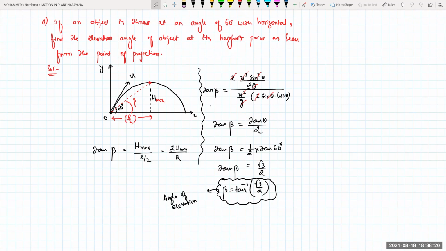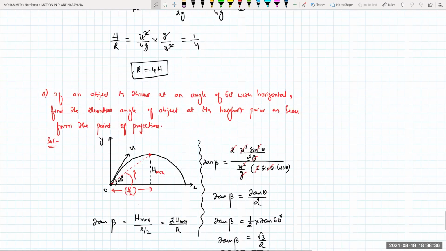The theta value is given as 60 degrees. Tan 60 is how much? Root 3. So tan beta is equal to root 3 by 2. So beta will be equal to tan inverse of root 3 by 2. Is that clear? Yes sir. Very good question.